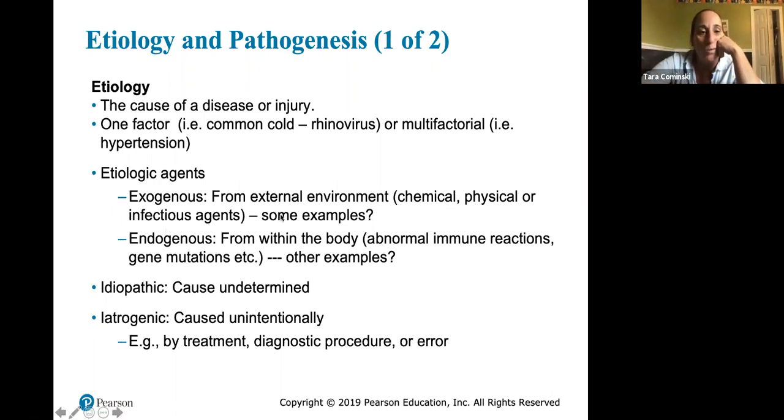Now, in terms of things that can cause disease, we can think of them as exogenous, from outside the body, or endogenous, from within. And I think I asked the same thing in the recording, for some examples. So why doesn't somebody give me an example of a chemical agent that might cause disease?